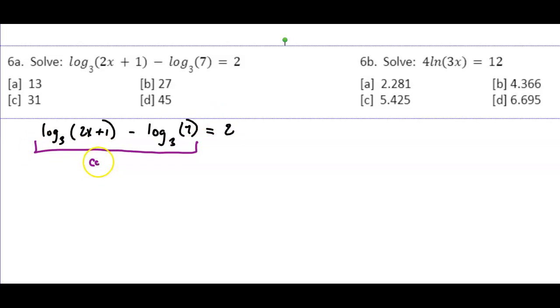All right, so here we've got to condense first. We've got to condense both of those logs into one. Because there is a minus in the middle, because we have the difference of two logs, we have to condense it into a quotient.